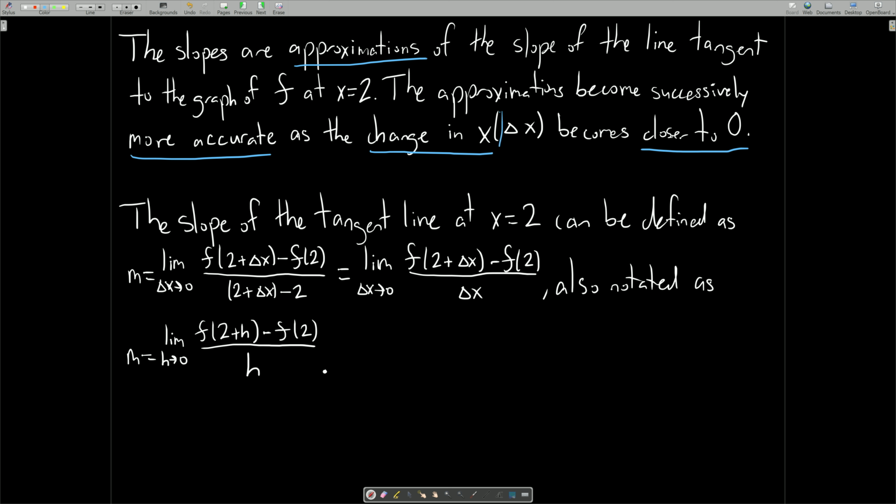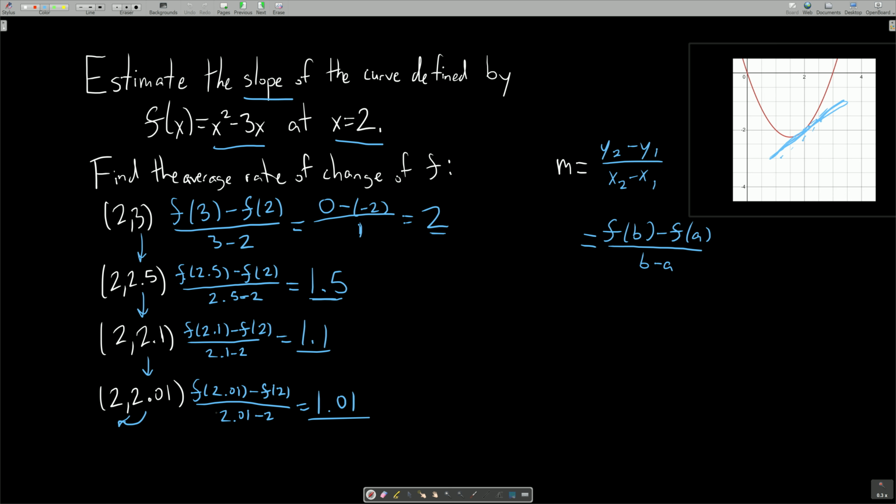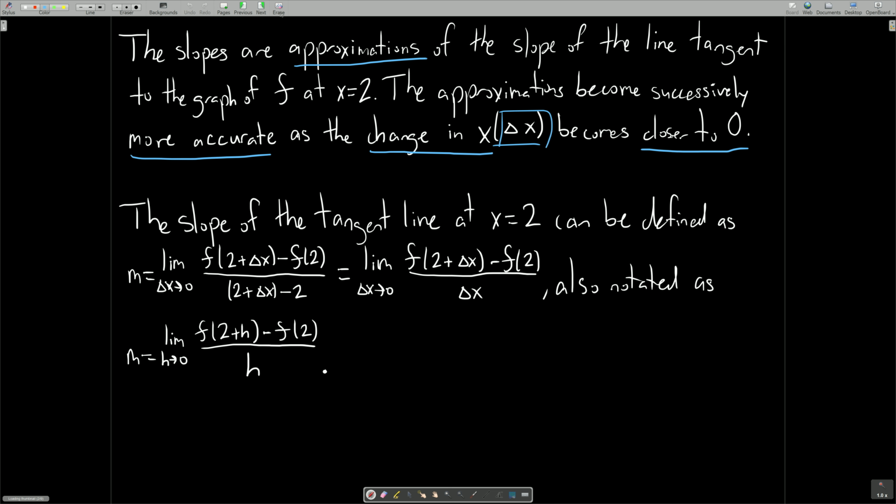Change in x can also be written as delta x. And that change in x is basically what's at the bottom here. So up here, the change in x is 1. Down here, the change in x is 0.01. And the closer this gets to 0, the more accurate the estimation of the slope becomes.